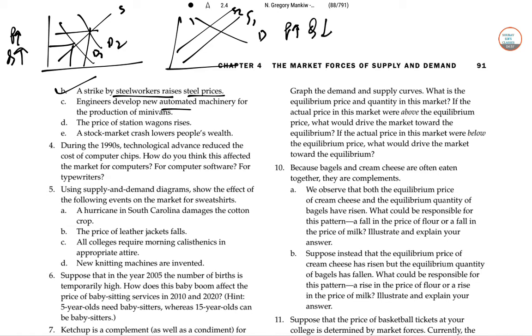Engineers develop new automated machinery for the production of minivans. Obviously production and supply will go up, demand is unchanged. As a result, price goes down and quantity goes up.